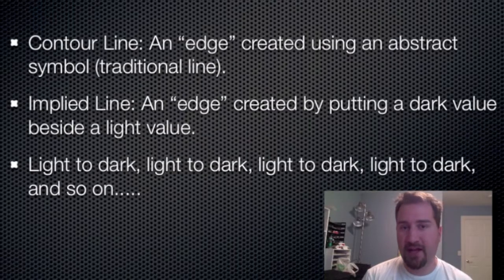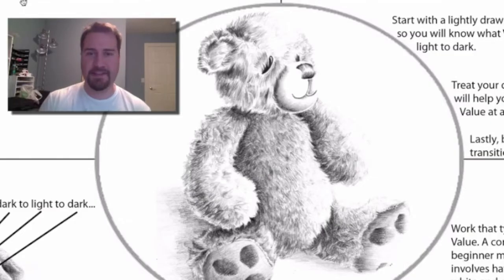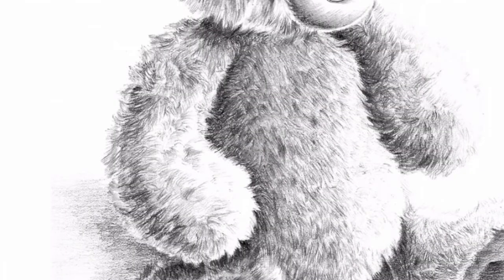To create implied line in your work is to think in the following pattern. Think light to dark, light to dark, light to dark, light to dark, and so on. Let's take an example. This is a teddy bear still life that I did. The light is coming from the right of the teddy bear, and let's focus on this arm right here. The way I defined the outside edge of this arm was I put a dark thing beside it.